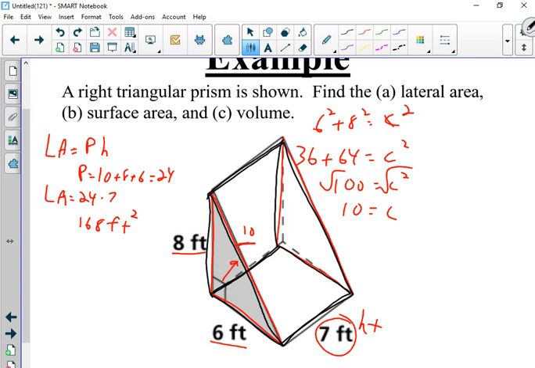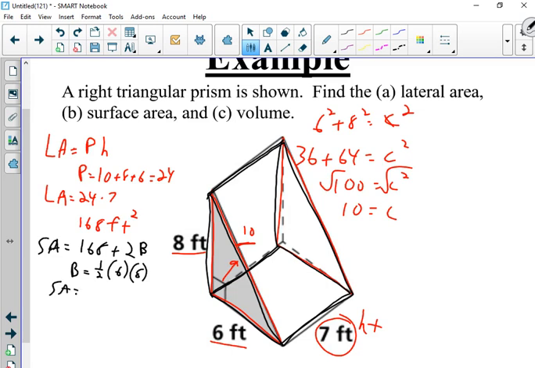Okay? Now we're going to find surface area. Again, surface area is going to be the lateral area, 168, plus 2 times the area of the base. Well, what is the area of the base? Area of the base, this is a triangle, is going to be 1/2 base times height. So 6 times 8 is 48, half of that is 24.